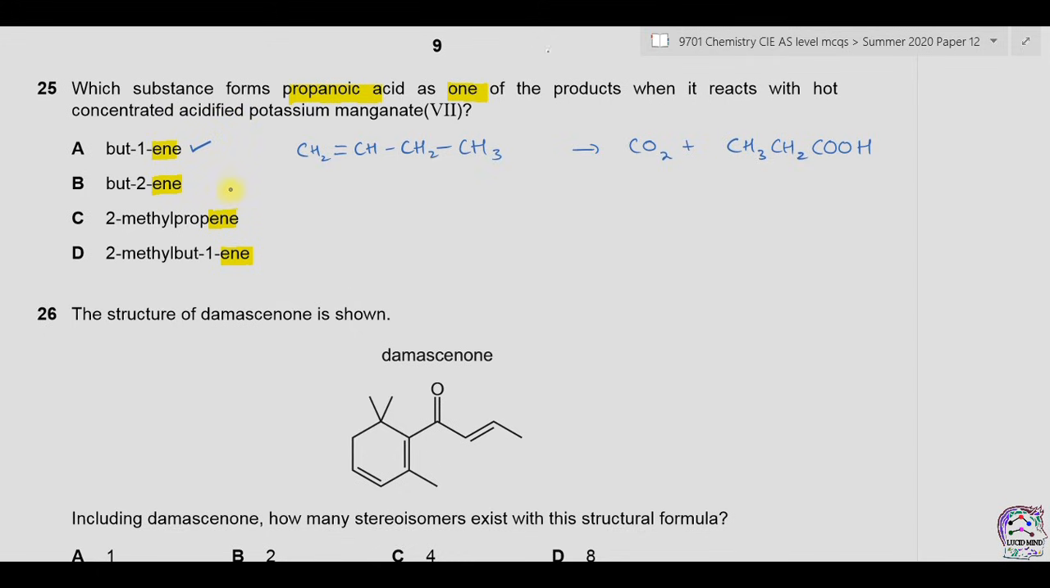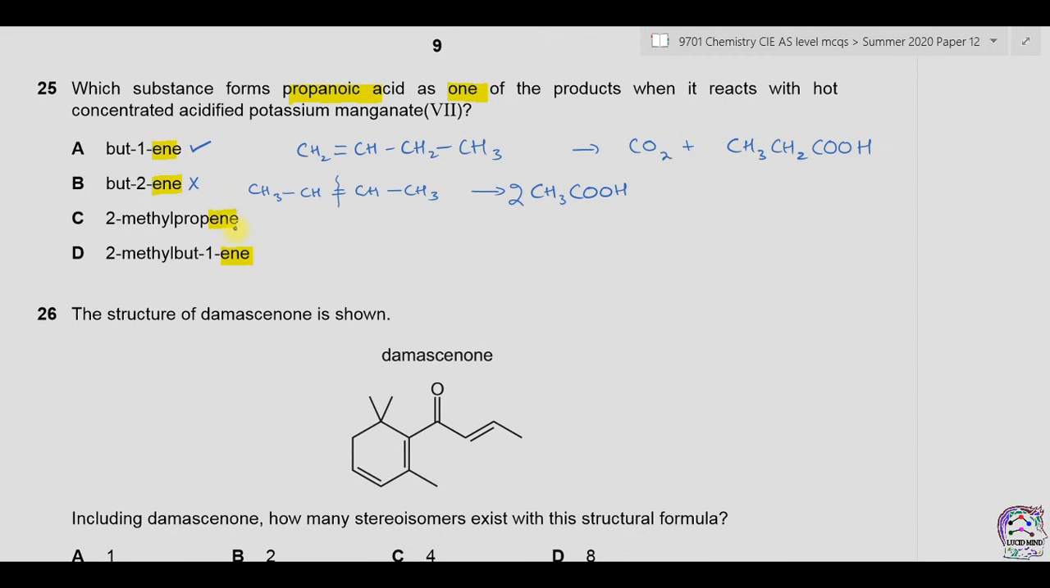Now let's see part B. We have but-2-ene, CH3, CH=CH, CH3. This is but-2-ene because the double bond is present on the second carbon atom. Now this but-2-ene will be oxidized to 2 same aldehydes and then 2 same carboxylic acid groups. So we have CH3COOH, 2 molecules are formed. This is ethanoic acid, so but-2-ene is not the answer.